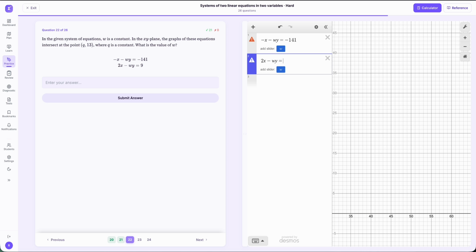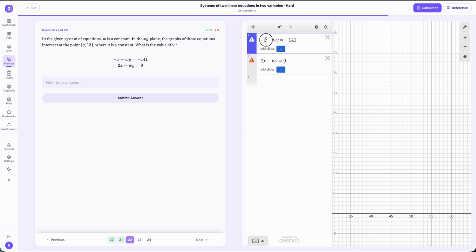And it's in both equations, right? The key to this one is they're telling you where they intersect. The point of intersection in the system is the solution, right? So if you know q, 13 is the solution, it means that this is the x and y value that would make the equations true, right? So what that means is I can replace x with q and y with 13, right?